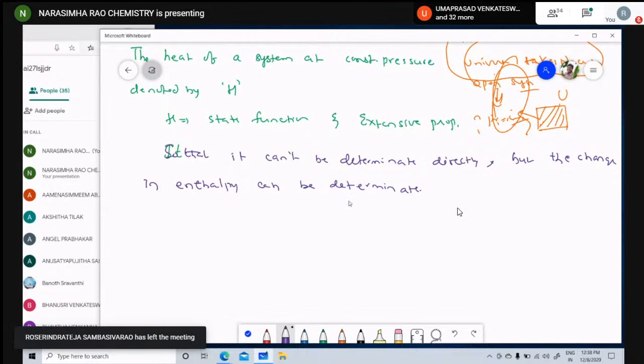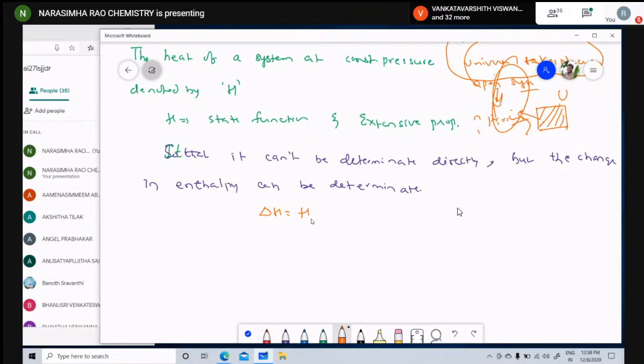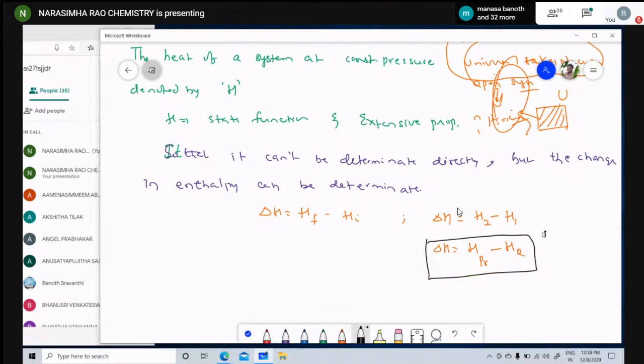So the change in enthalpy, delta H, is equal to H final minus H initial, or delta H is equal to H second stage, final stage, minus H1. Delta H is equal to, in case of a chemical reaction, H product minus H reactant. Most important formula for NEET. Clear?